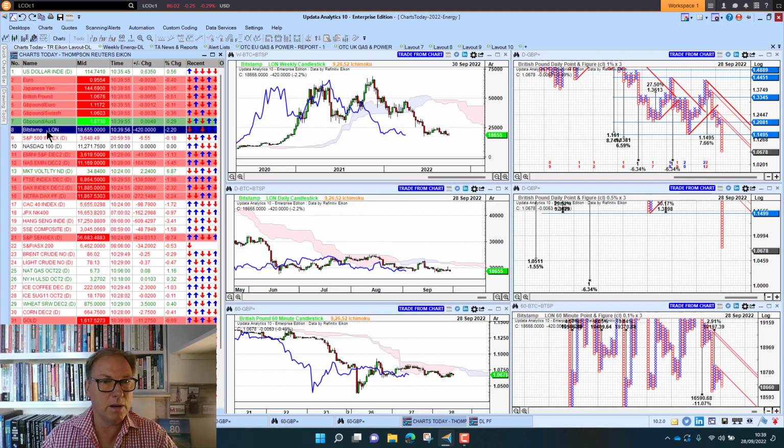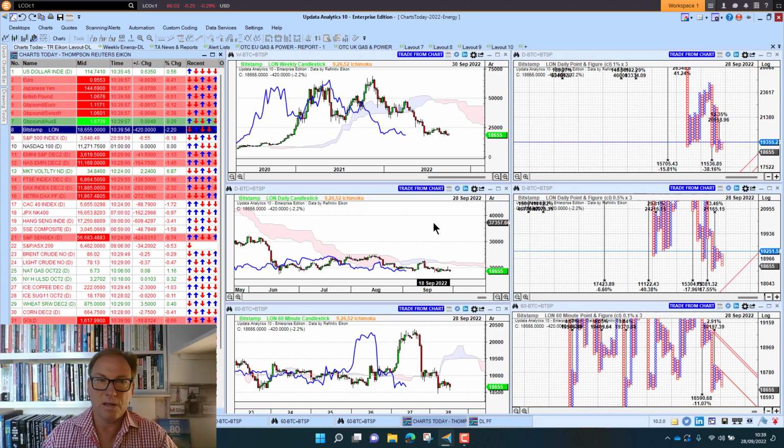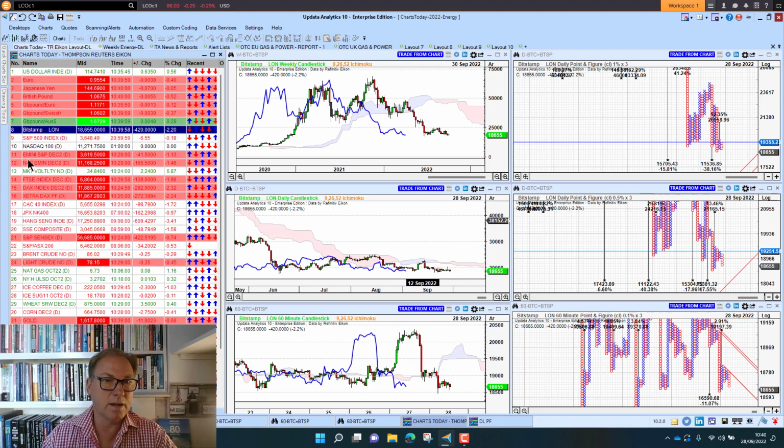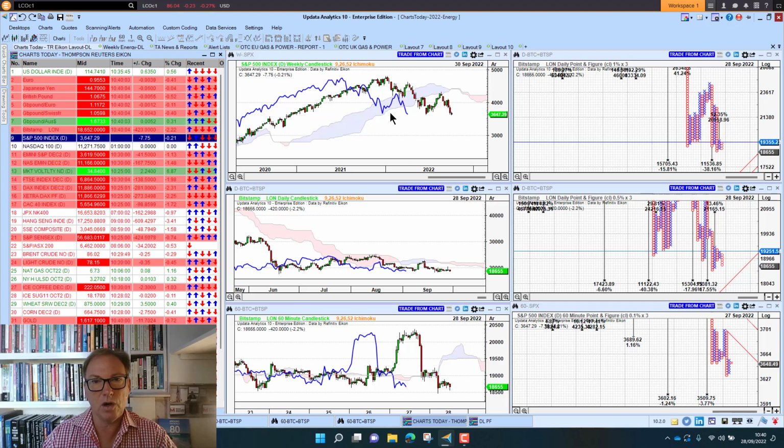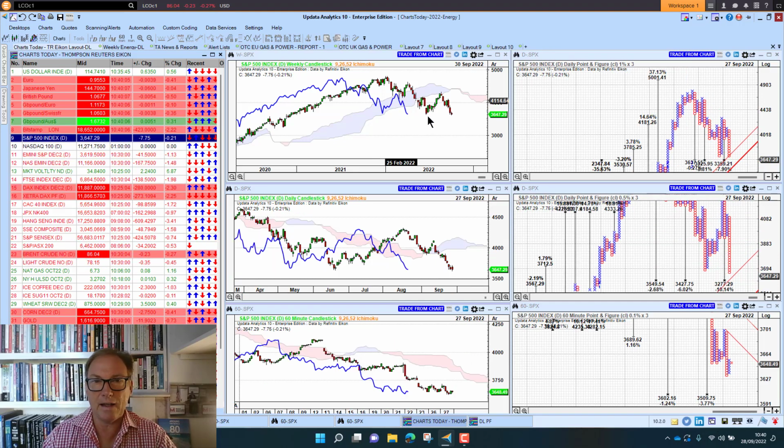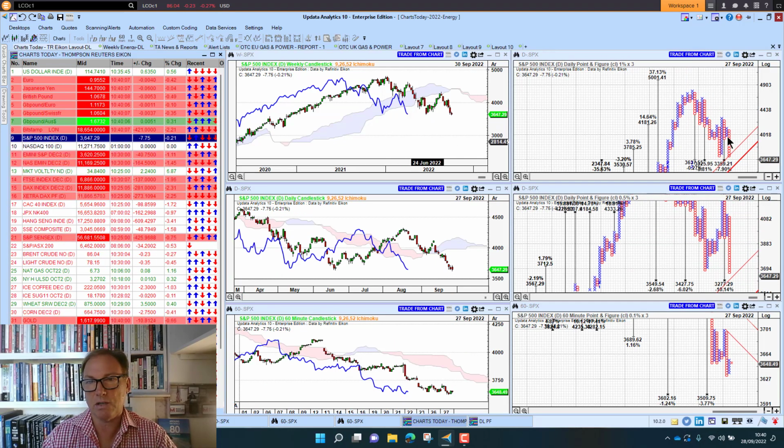So looking at the Bitcoin, we're sitting at 18,600. We've been saying for ages it's game over for Bitcoin. That's pretty clear. The S&P 500 index deteriorated yesterday. Couldn't hold on to the gains. We're below the cloud on the weekly now. That's bearish, long-term bearish with downside targets.